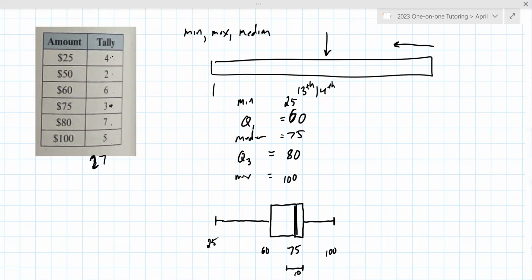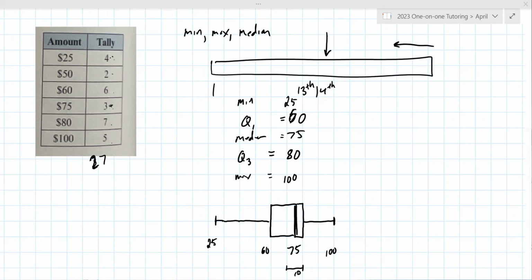Dang. Okay. That is it. That does it for that one. Is there a B part?